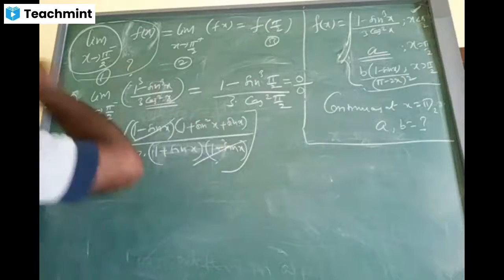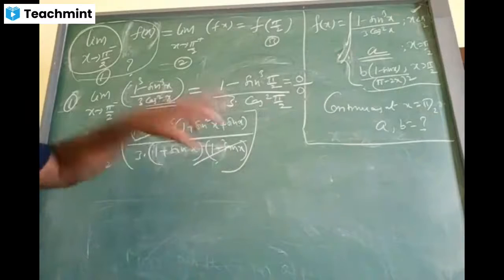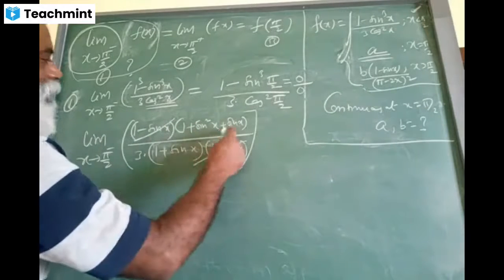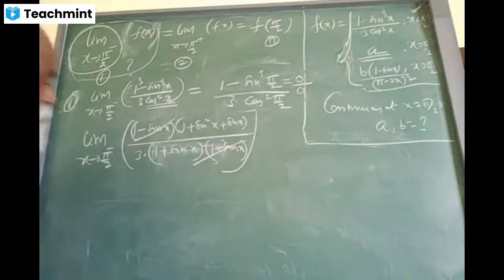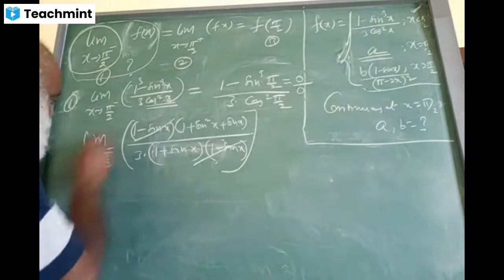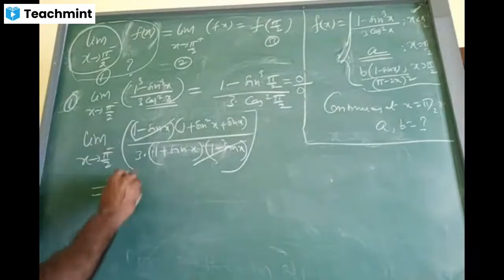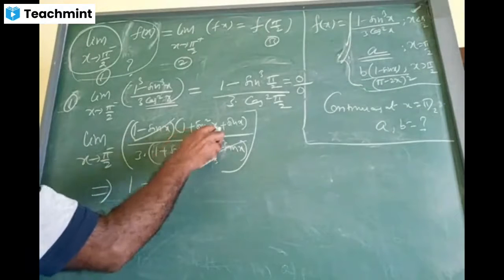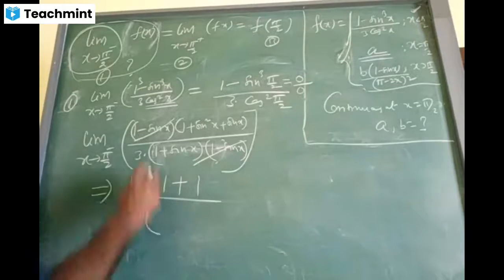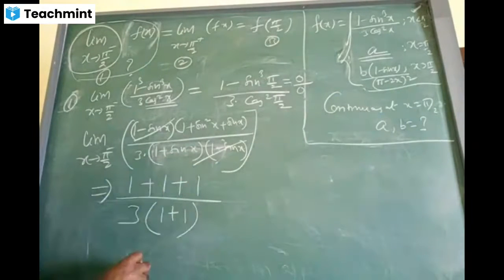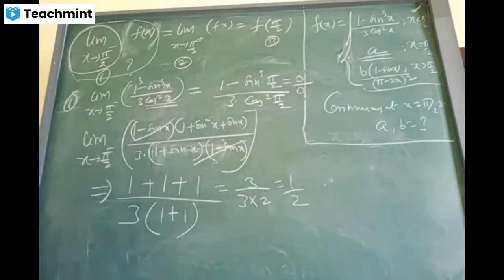Put x equal to pi by 2 over there. Now you substitute. What will happen? You see 1, 1 and 1. When you are substituting x equal to pi by 2, relieve the limit. Now the value of this: 1 plus sin pi by 2 is 1, 1 square is 1, sin x is 1, so 1 by 3 into 1 plus 1. That's 3 by 3 into 2, which is 1 by 2.